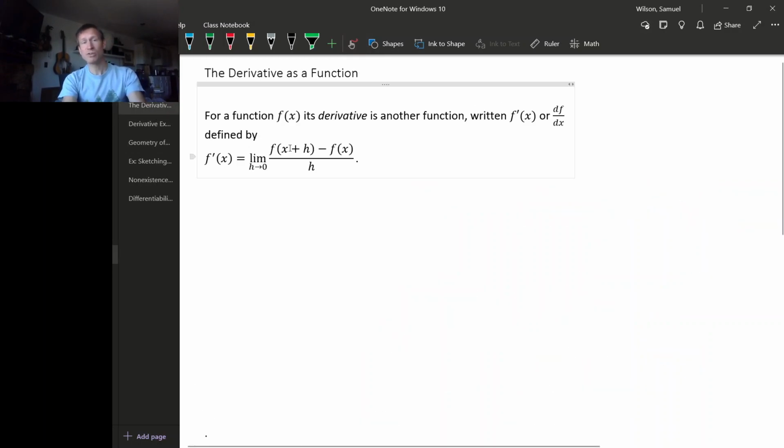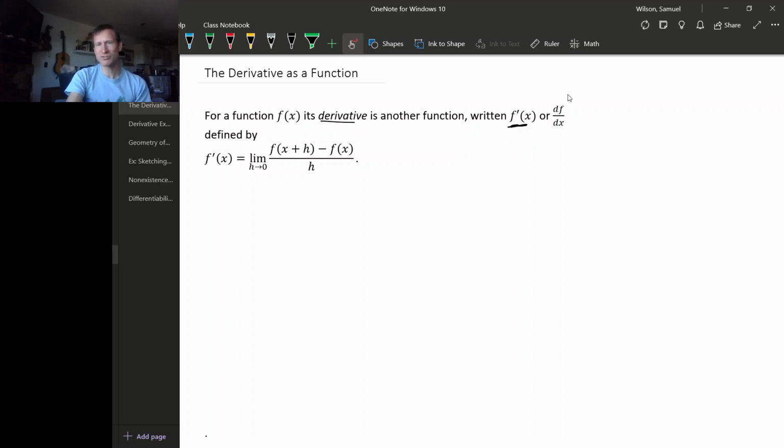So in general, we'll say that the derivative of a function is another function, and we're going to write it f prime of x, or this other notation, which I'll explain in a second. And the derivative is defined by the same derivative formula, except instead of a particular x value, we just have this variable x plugged into our derivative formula. Okay, so this is one notation that we'll use for the derivative, and this is read f prime of x.